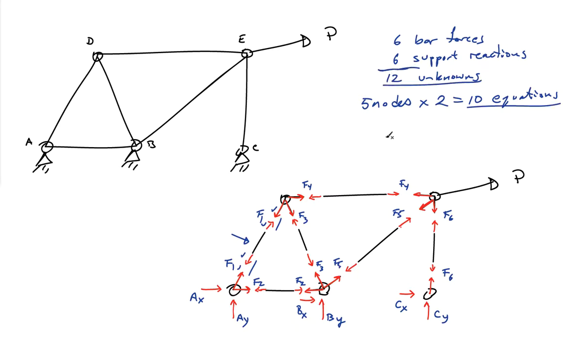So I have 12 unknowns and I have 10 equations available to me, so 10 equations of equilibrium. So I'm short 2 equations here. So this system here is statically indeterminate of degree 2. Systems that are statically indeterminate cannot be fully solved.